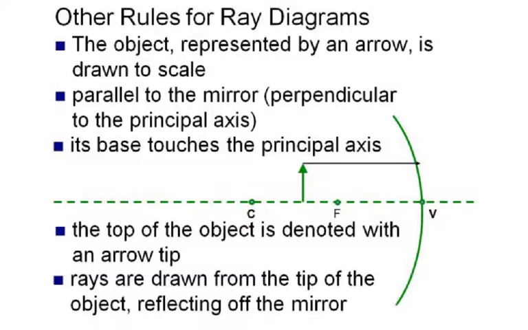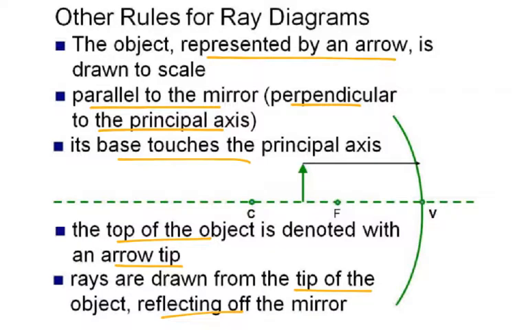Like I've already indicated, the object is represented by an arrow. It doesn't matter what it is, we're just going to draw an arrow for simplicity. The object is parallel to the mirror or perpendicular to the principal axis, so it stands straight up, it's not angled. The base touches the principal axis, as I've already said. The top has an arrow tip on it, so we know what's up and what's down. And we draw rays always from the tip of the object and reflecting off of the mirror.